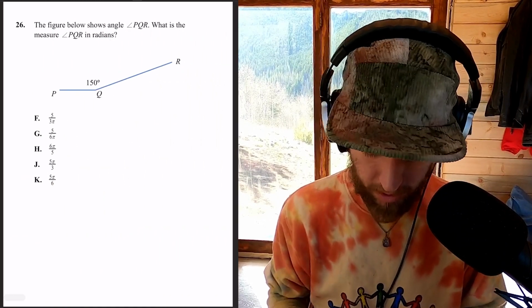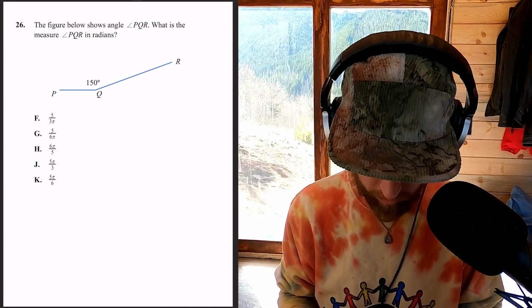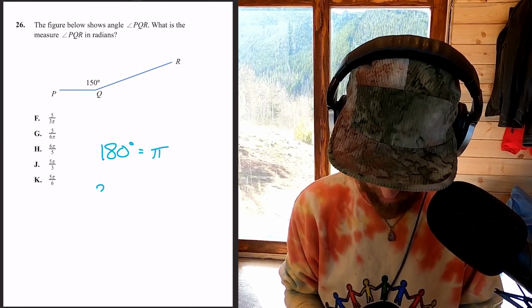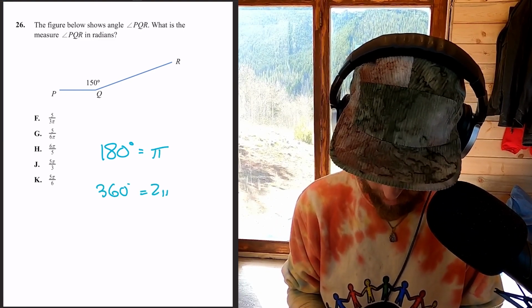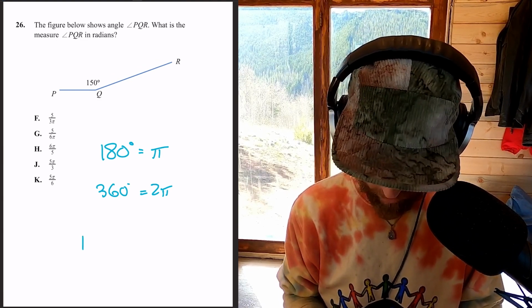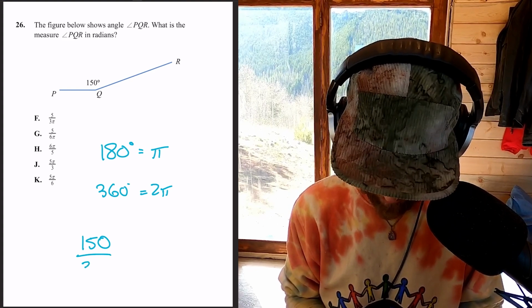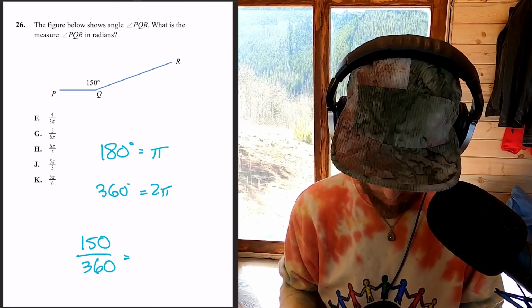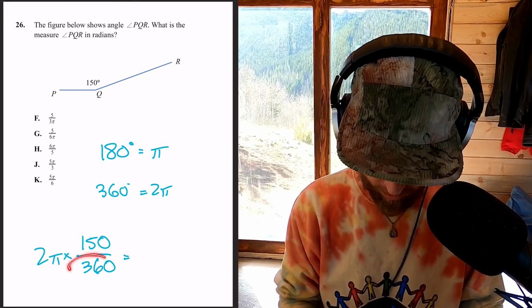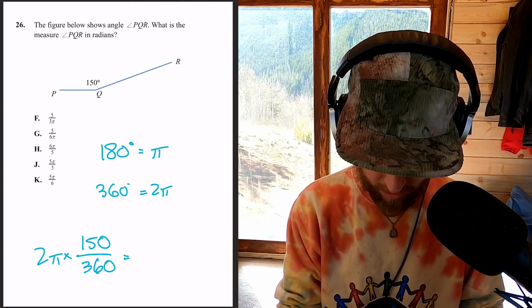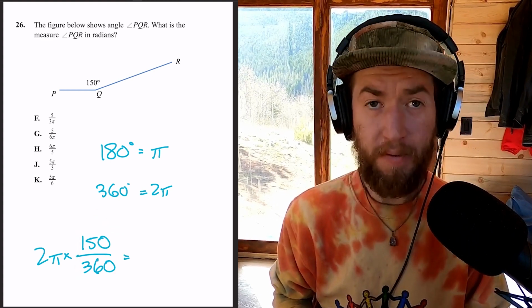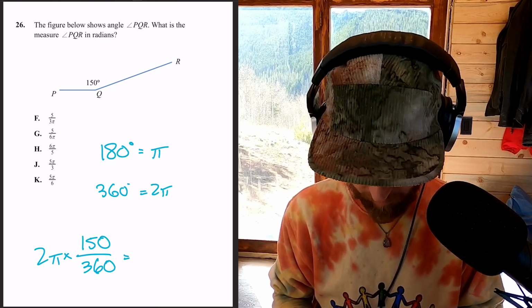All right, the figure below shows angle PQR. What is the measure of PQR in radians? So 180 degrees, we call that pi radians. Okay, 360, we call that 2 pi radians. So 150 is just equal to whatever 150 divided by 360 is, as like a proportion, but then we multiply that by 2 pi, because in every 360 degrees, there's 2 pi radians. And this right here is just like a ratio. How much of that 2 pi are we taking up? 150 over 360.